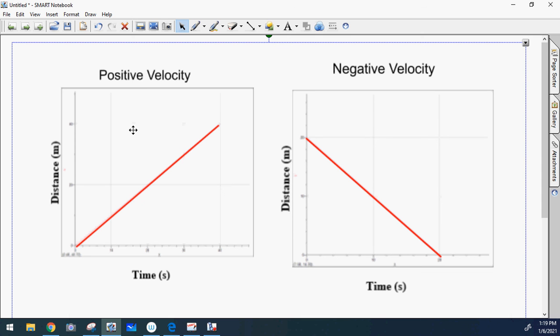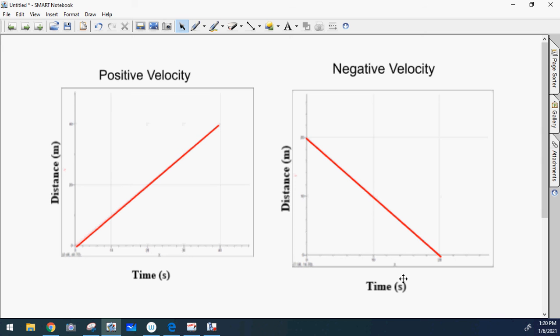So speed graphs cannot be negative, where this would actually have a negative slope. Well, velocity graphs can be negative, okay? It doesn't necessarily mean that you're slowing down, because that would have to do with acceleration. It has to do with the direction. So for this particular graph right here, we're talking about positive velocity. So this person is moving in a forward direction, okay?